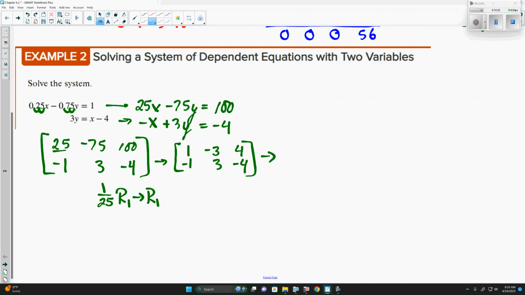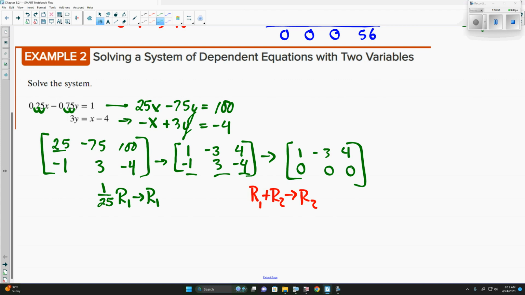Now what's kind of nice here, well, I can take row 1, add it to row 2, and apply it to row 2. Since we're just adding the two, we don't have to do any multiplication. We can just add straight down. Negative 1 plus 1 is 0. Negative 3 plus 3 is 0, and lastly 4 plus negative 4 is 0.